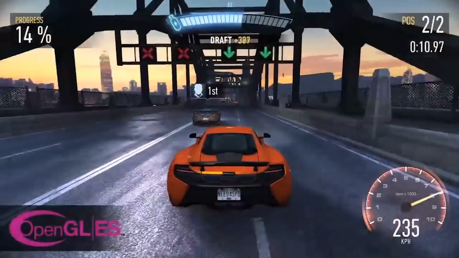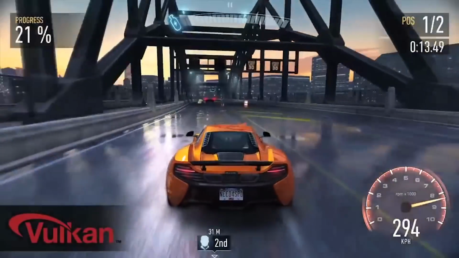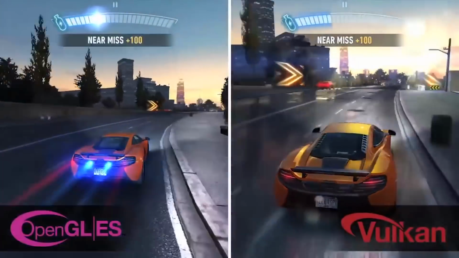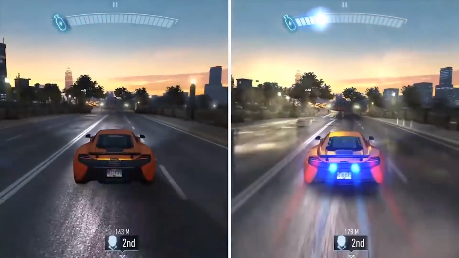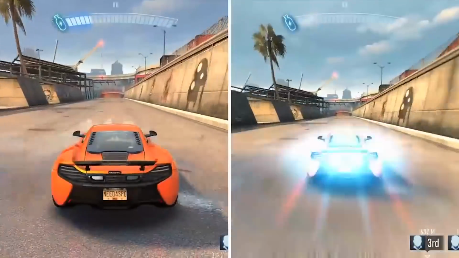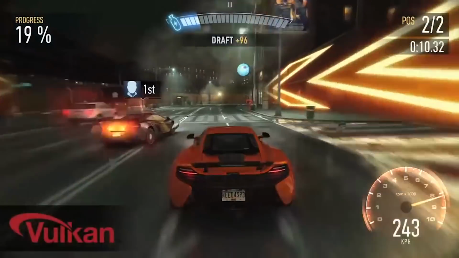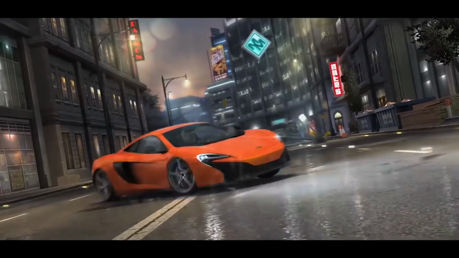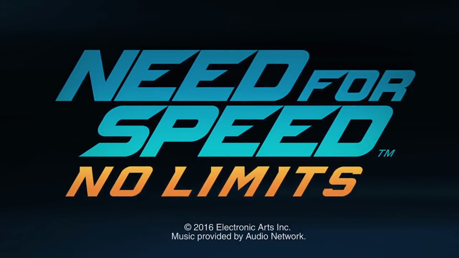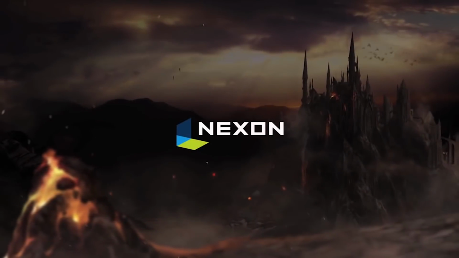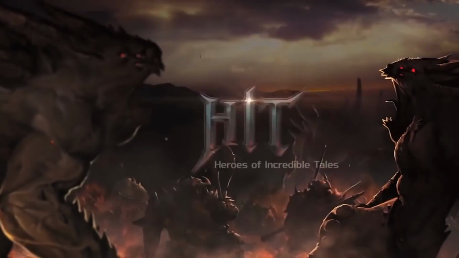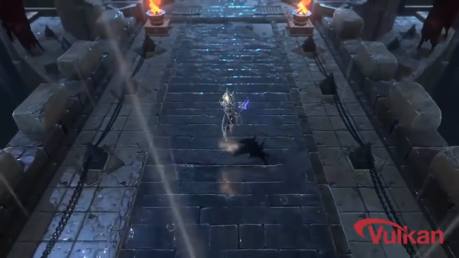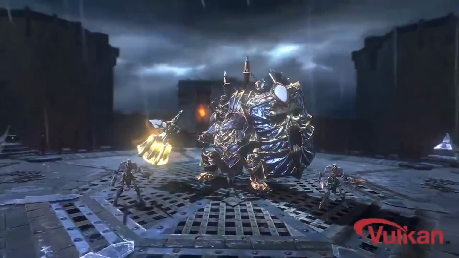So in terms of our proudest moments, I think you look at titles like Wolfenstein 2, Doom VFR, that are now shipping on PC. They're obviously AAA titles, and they have felt confident enough in the Vulkan ecosystem that they only have a Vulkan backend. They don't have a DX12 backend. So I think that really proves that Vulkan is here and is supporting these AAA titles.